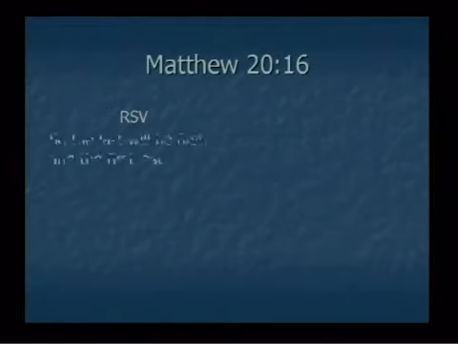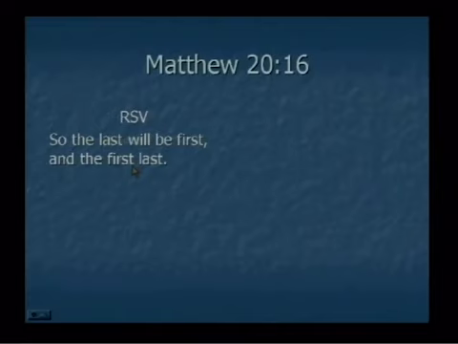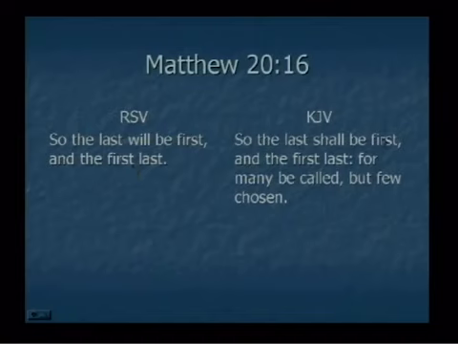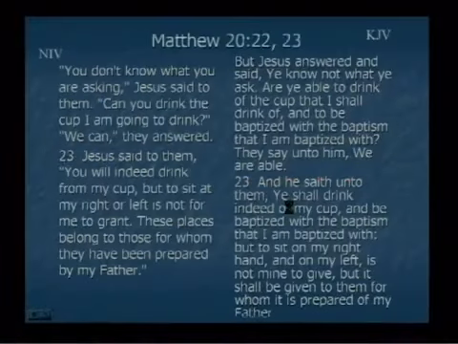Matthew 20:16, the Revised Standard Version: So the last will be first and the first will be last. Nice. And the King James? So the last shall be first and the first shall be last, for many are called, but few are chosen. You see, here it makes a difference. Here it is important to choose, to choose right. Here, you just come first or last, who cares? But here, you could be last if you don't make the right choice. Which one do you think is the correct one? So, away with the choice business.